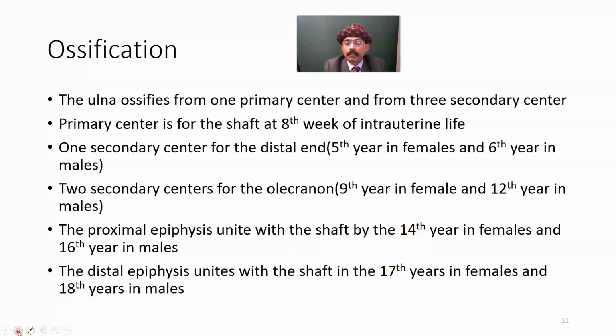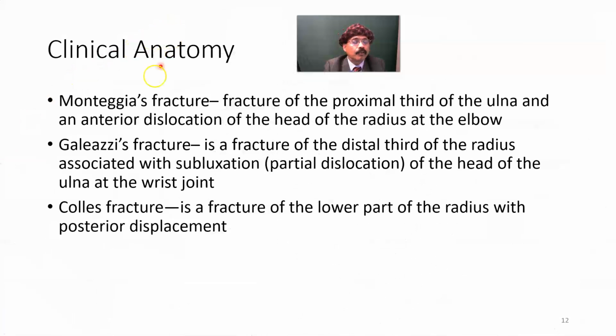Okay, we got that. Now we go to some of the clinical anatomy. Our radius and ulna work together, and we may have a fracture of the radius and ulna both, or just one. The other one may be dislocated, or it may not be dislocated. In Colles fracture, just the fracture of the radius. Galeazzi fracture, fracture of the distal third of the radius, associated with subluxation of the head of the ulna at the wrist joint. Monteggia's fracture, fracture of the proximal third of the ulna, and then anterior dislocation of the head of the radius at the elbow joint.